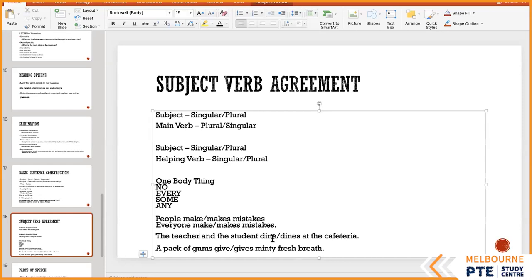Is it clear, guys? All right. Please understand this because this is really, really important. Why are we looking at this? This is one thing that will help you a lot. Suppose I'm looking for a verb in my blank. Based on this sentence, am I going to have a singular verb or a plural verb?